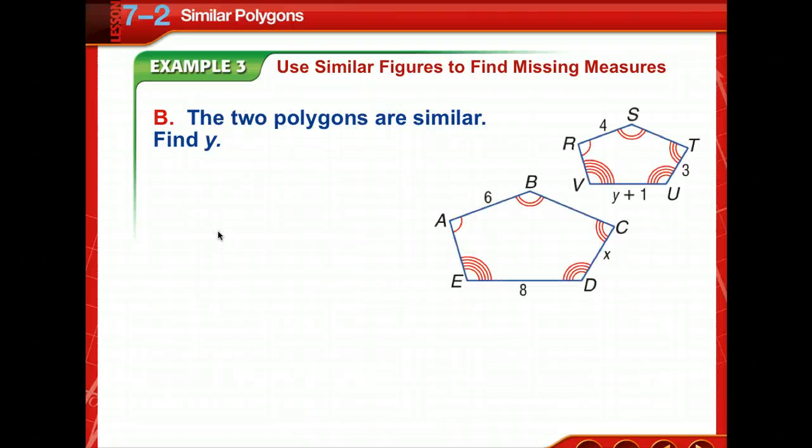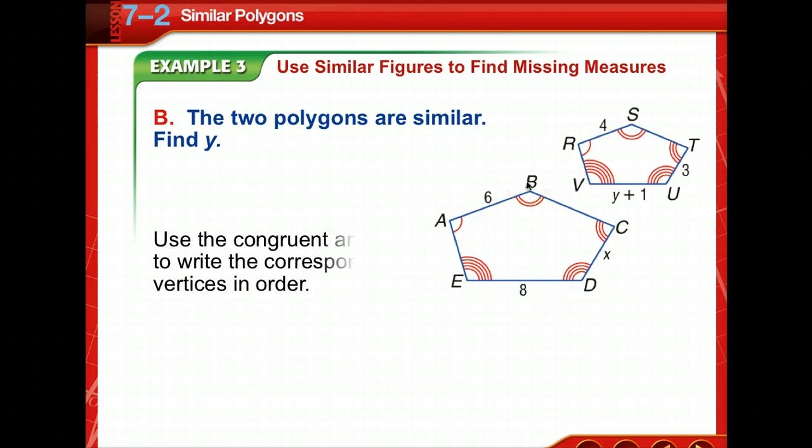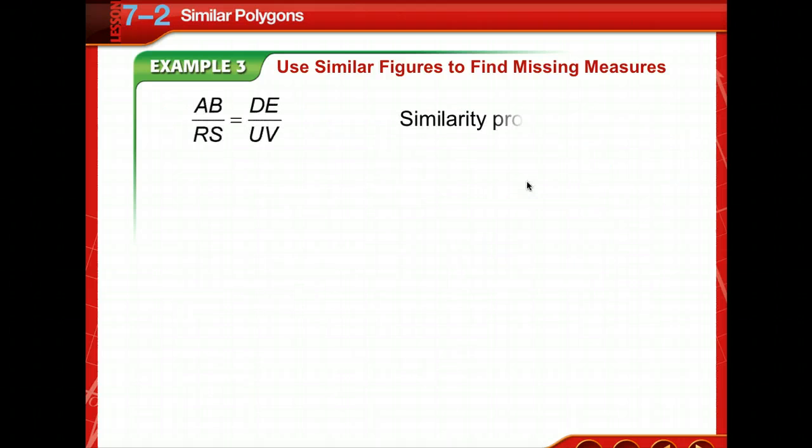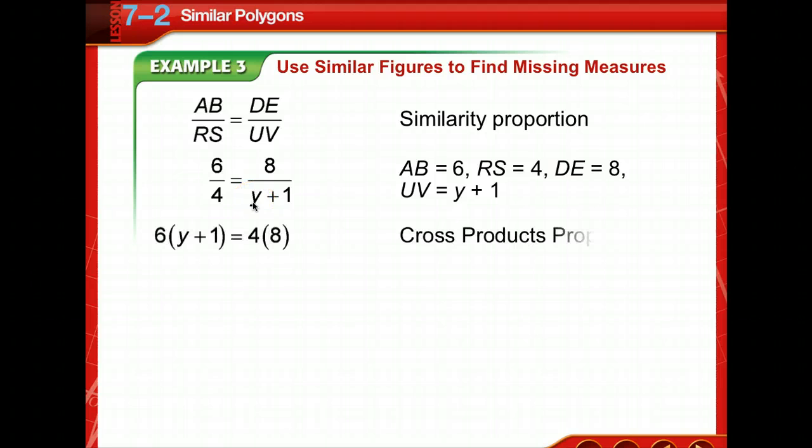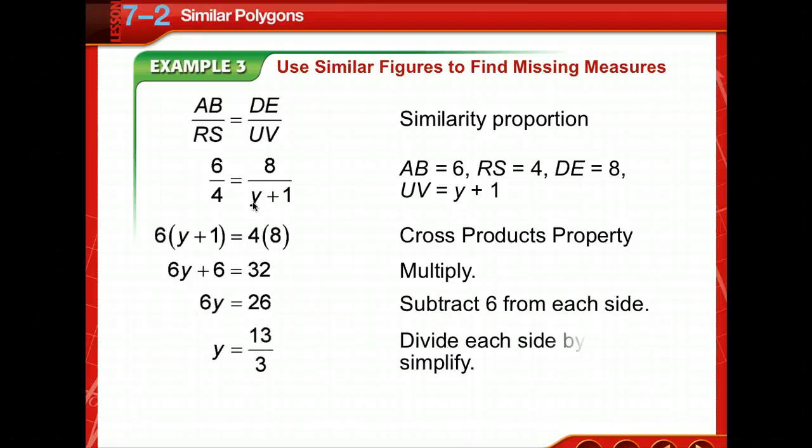Okay, so let's try something else. We are to find y. So let's look at this. Y is here, so we're going to compare it to this one. So we're going to have 8 over y plus 1 as 6/4, because we know both of these values. 6/4 is equal to 8 over y plus 1. Do our multiplication, distributive property. Simplify. So y is equal to 13/3.